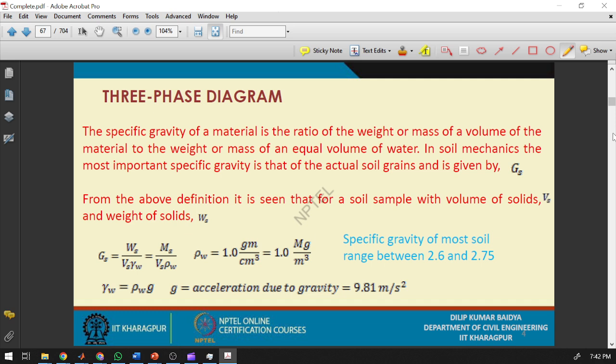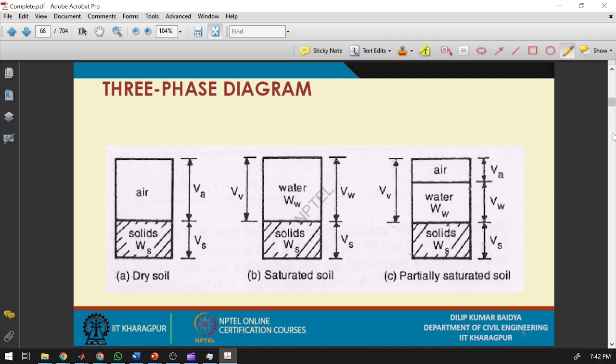We are talking about a three-phase diagram. Why we talk about a three-phase diagram is because the voids of the material are filled with two kinds of fluids. Both air and water are fluids, so there are two kinds of fluids, basically three phases: solid, water, and air. These are the three-phase diagrams we study. The dry soil will only have air in the voids. The saturated soil will only have water in the voids, while a partially saturated soil will have solids, water, and air.